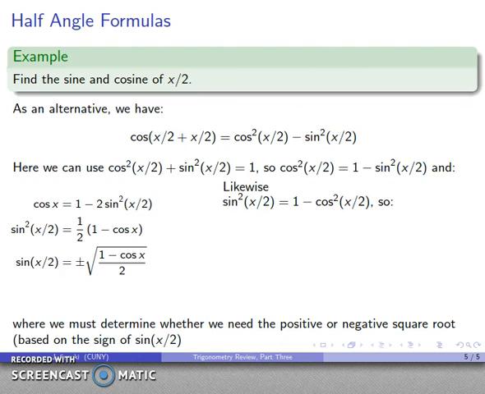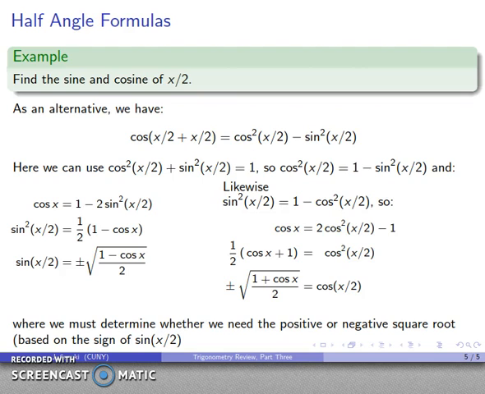Likewise, if I want to find the cosine of x over 2, I can actually start with the same equation. This time I have sine squared equals 1 minus cosine squared of x over 2. And again, I have cosine x equals cosine squared minus sine squared. I substitute for sine squared 1 minus cosine squared of x over 2. I do a little bit of algebra, and I take the square root, and again, I have cosine of x over 2 as plus or minus, because I took the square root, and so I have to consider which I'm going to be using depending on the sign of cosine of x over 2.